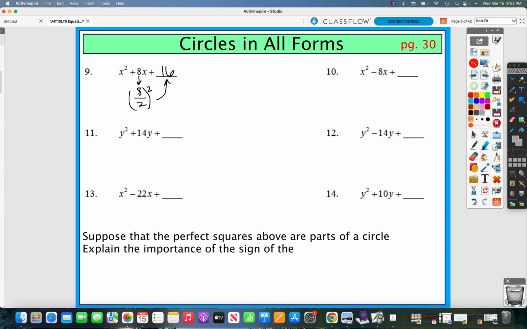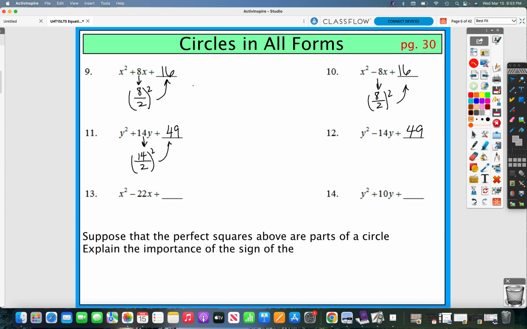So here I'm going to put a 16. Here I'm going to also put a 16 because half of 8 is 4, and squared is 16. Half of 14 is 7, and then square that is 49. Okay, and same thing with this one, that's also 49. All right.